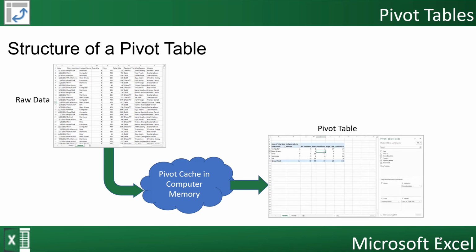Once Excel creates a pivot cache, it creates a pivot table. Any subsequent pivot tables created by the user will use the same pivot cache unless the user deliberately creates a new pivot cache or selects a different set of data.